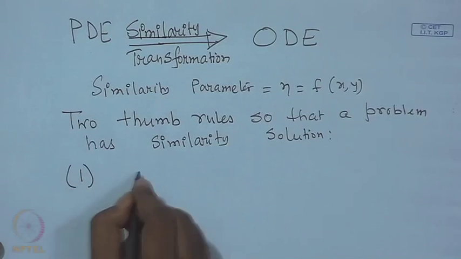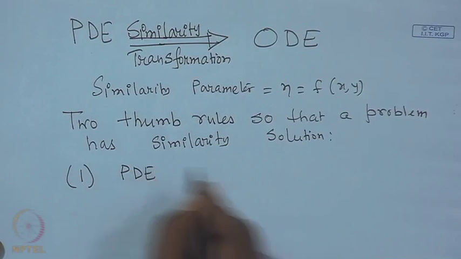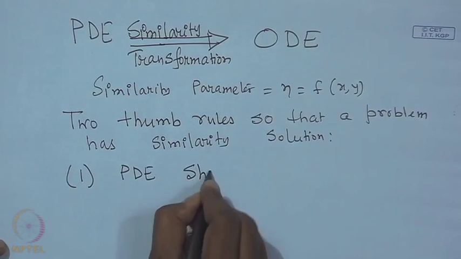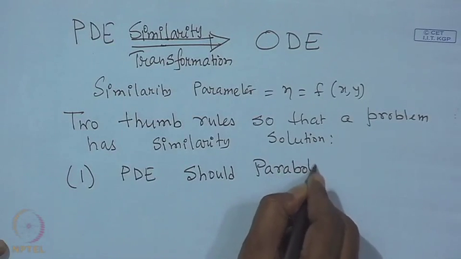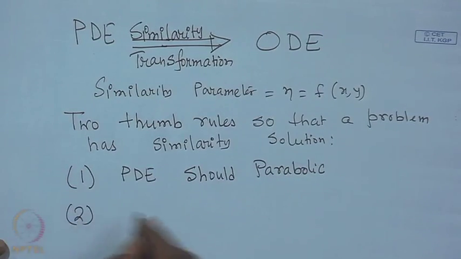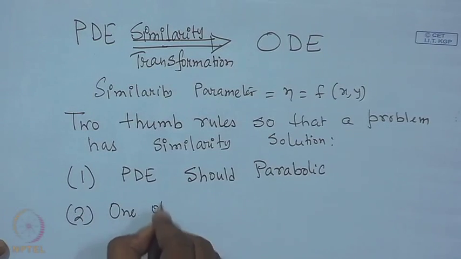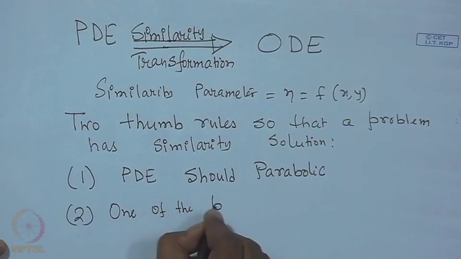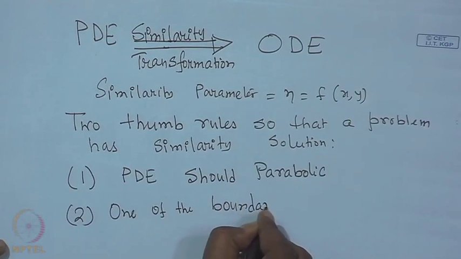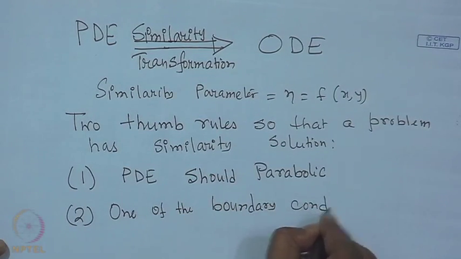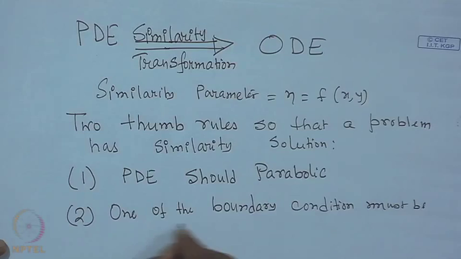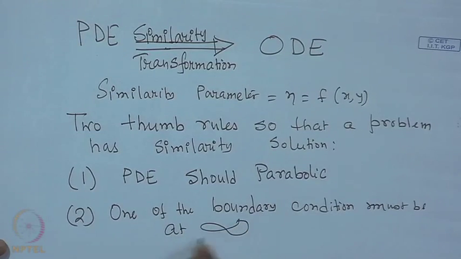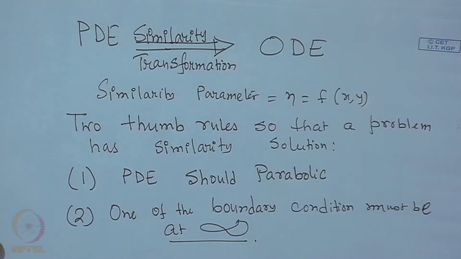Thumb rule number 1: the PDE, partial differential equation, should be a parabolic partial differential equation. Second, one of the boundary conditions must be at infinity. This is very important. One of the boundary conditions must be at infinity.